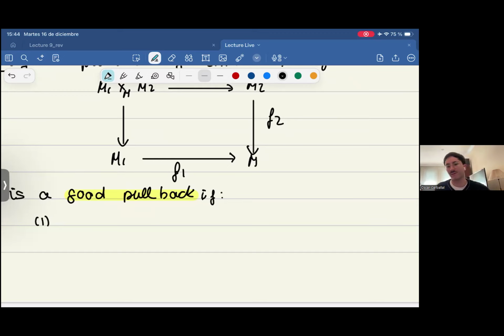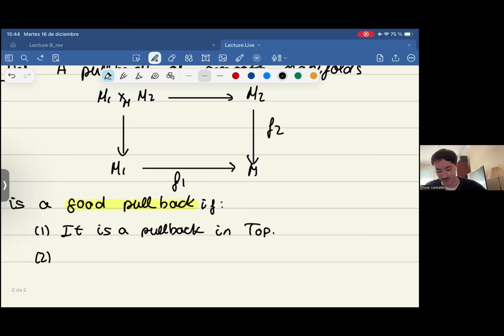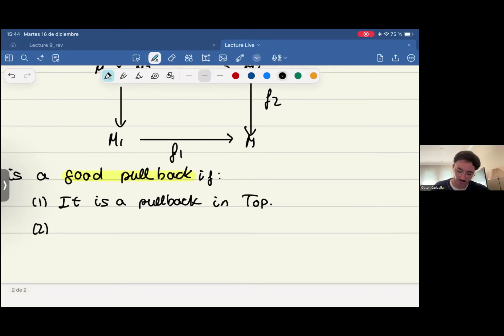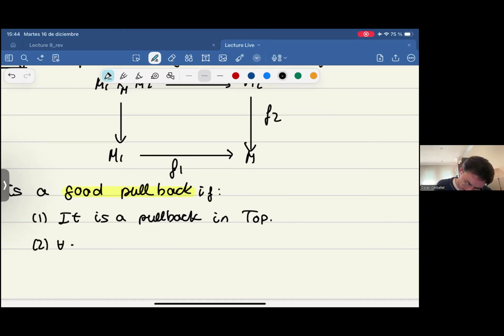The first one is that it is a pullback in the category of topological spaces. And the second one is that the expected tangent space of this pullback, the one here, behaves as one should want. I am precisely saying this for every x1, x2 such that we have this thing here.